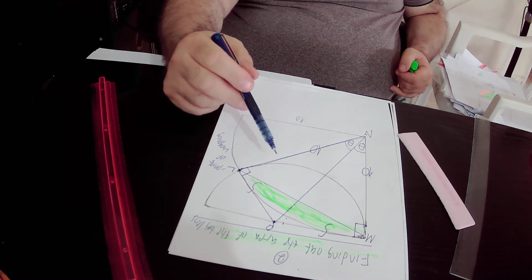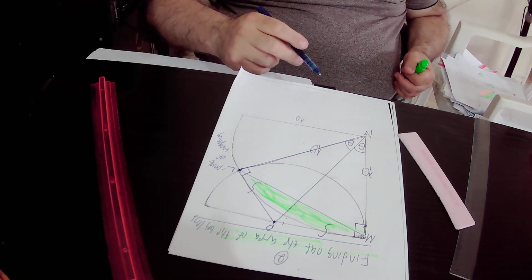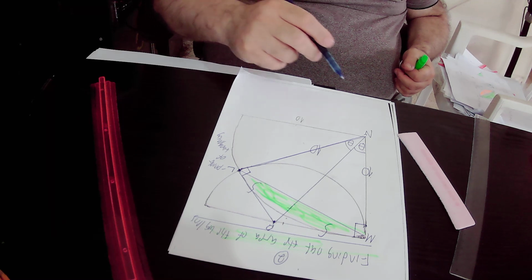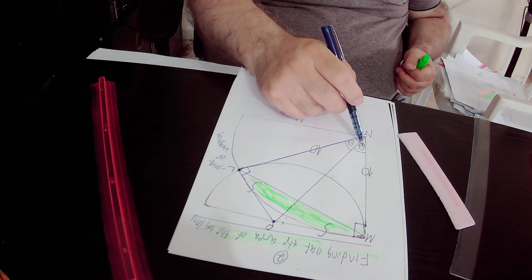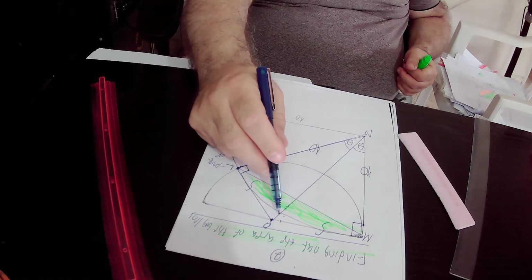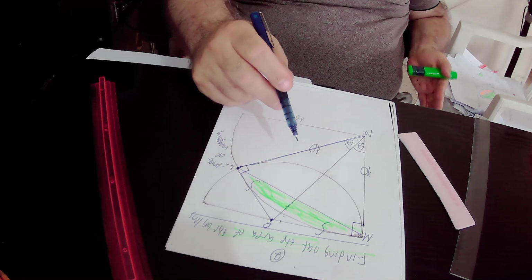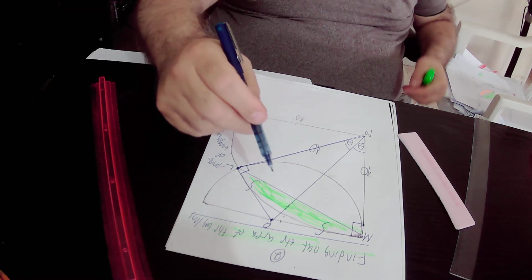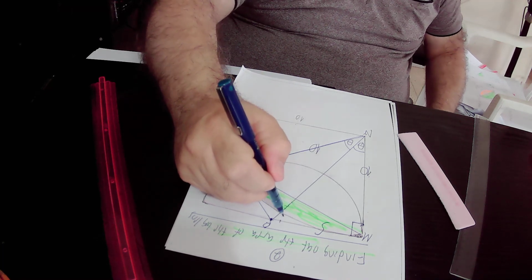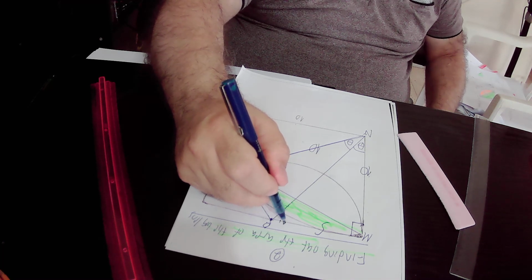But here, we'll focus on triangle ONM. In triangle ONM, this angle equals theta, this angle equals 90 degrees. So this angle must be equal to 90 degrees minus theta. In terms of radians, 90 degrees minus theta is pi over 2 minus theta.